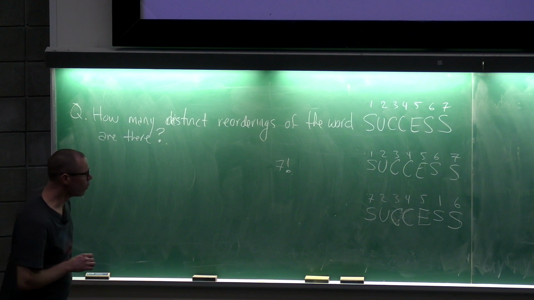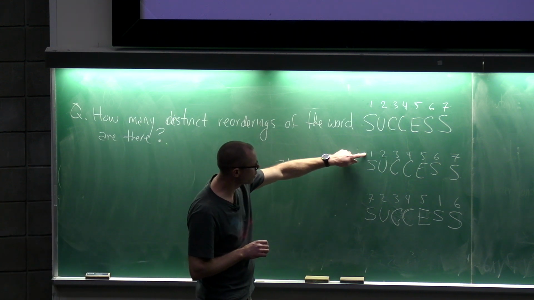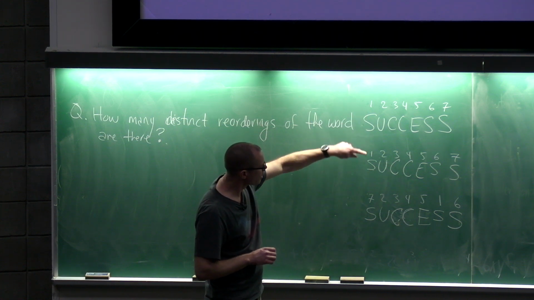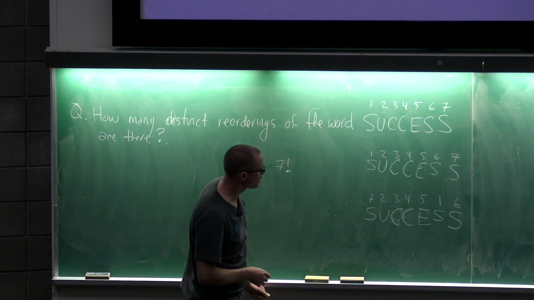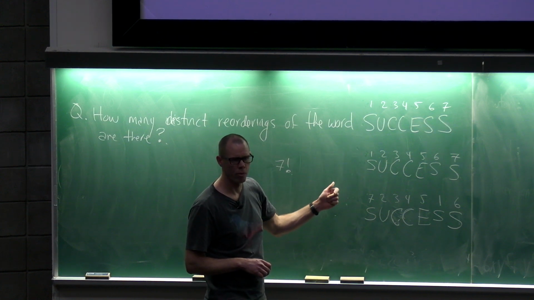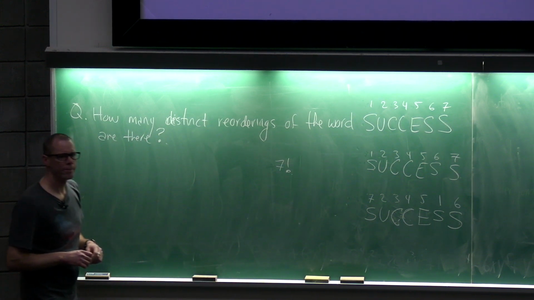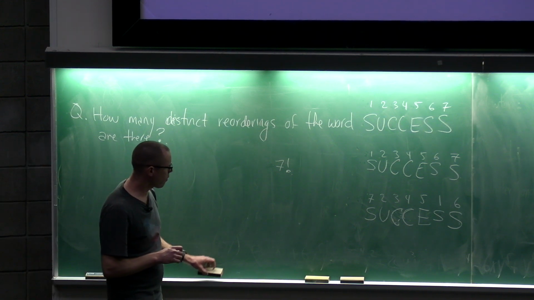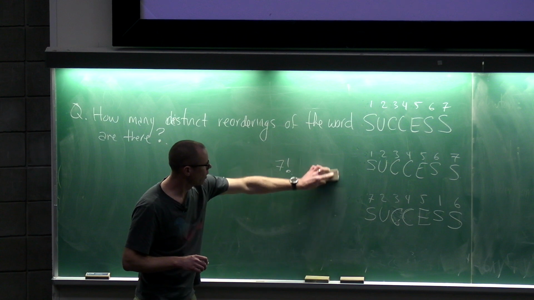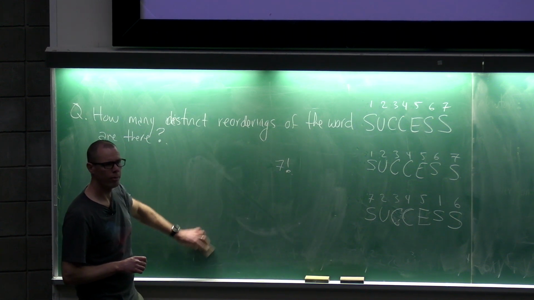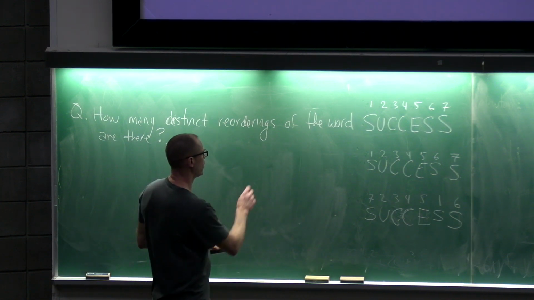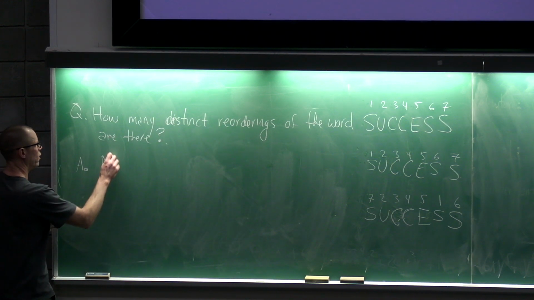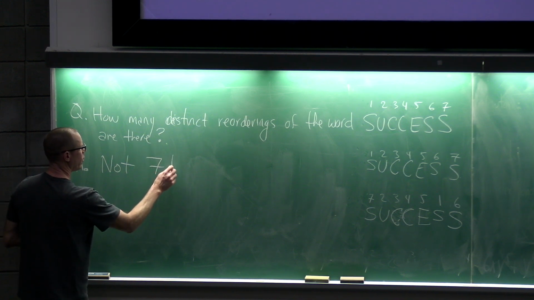So 7 factorial won't be the answer, because when I count permutations, this is treated differently than this, but rearranging those letters these 2 different ways actually gives me the same word again. What's the answer then, if it's not 7 factorial? Let's figure it out. The answer is not 7 factorial.